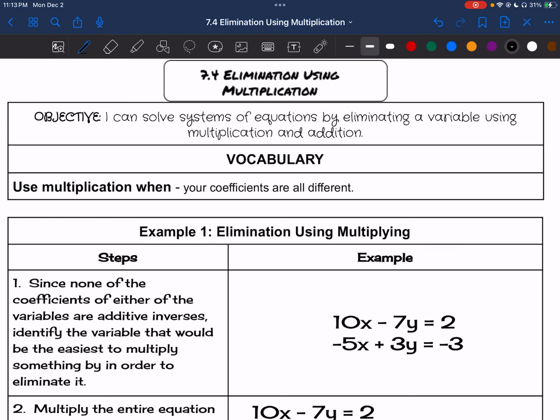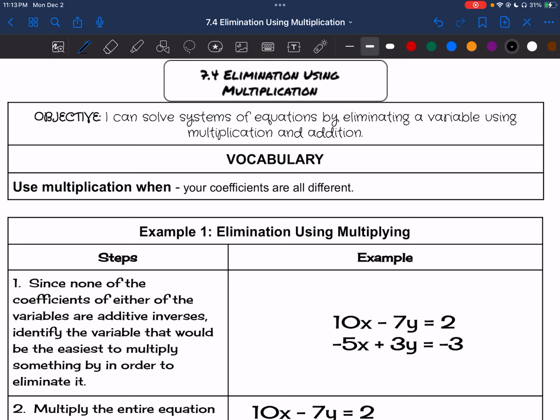Hello, and welcome to Module 7.4, Elimination Using Multiplication. Our objective for today is that I can solve systems of equations by eliminating a variable using multiplication and addition. So, our vocabulary, and really it's more just a key concept, is when are we going to use multiplication?